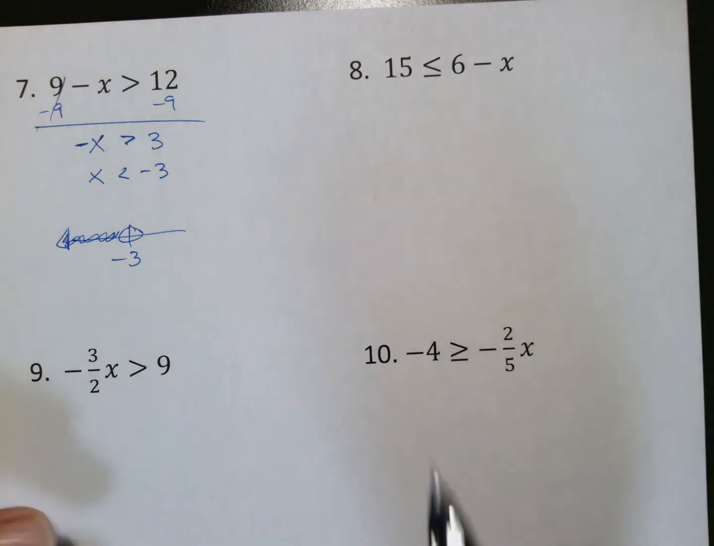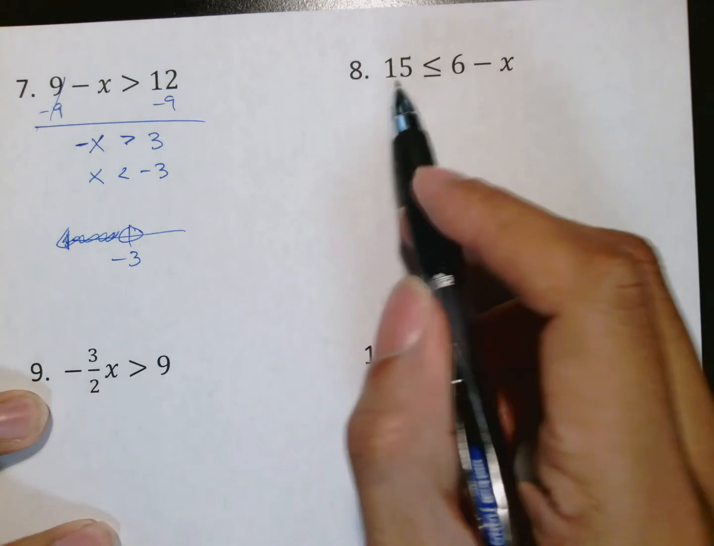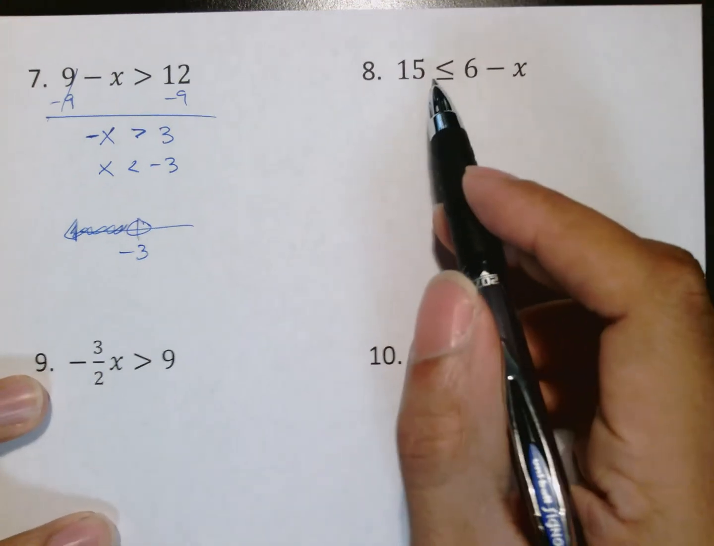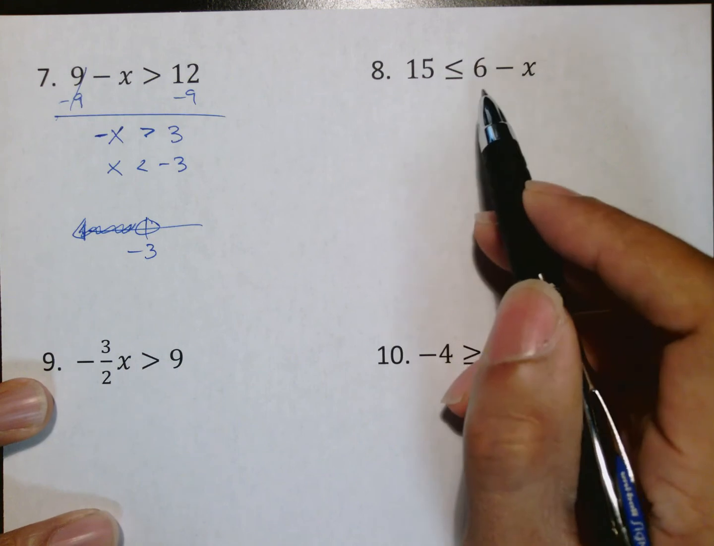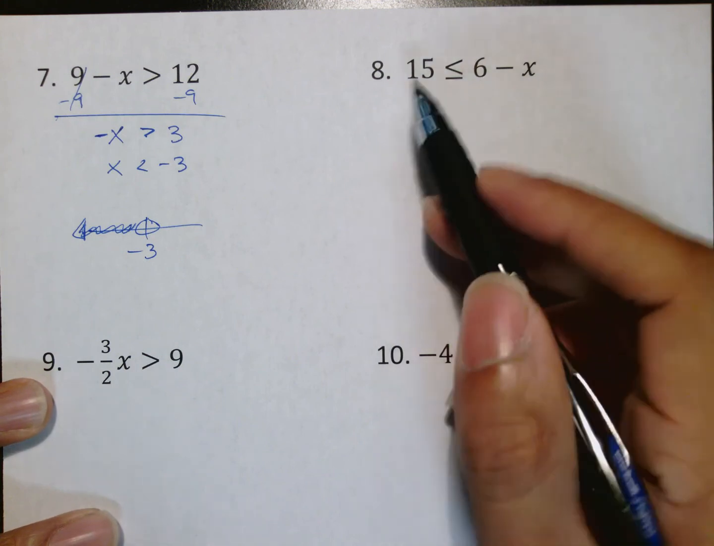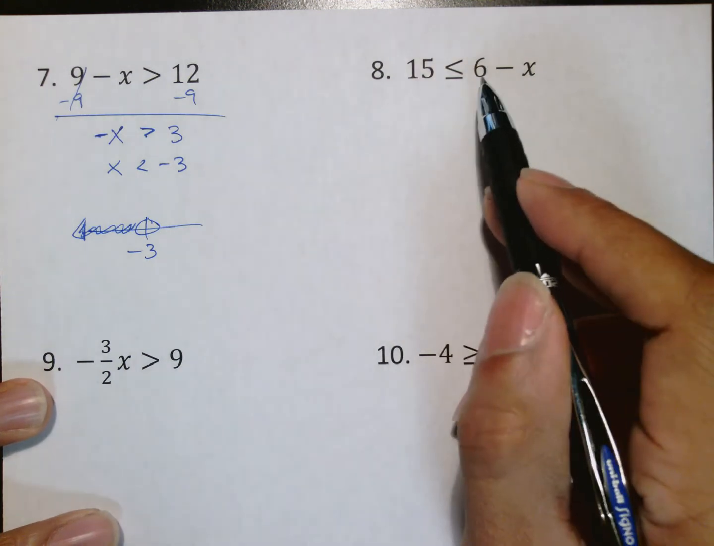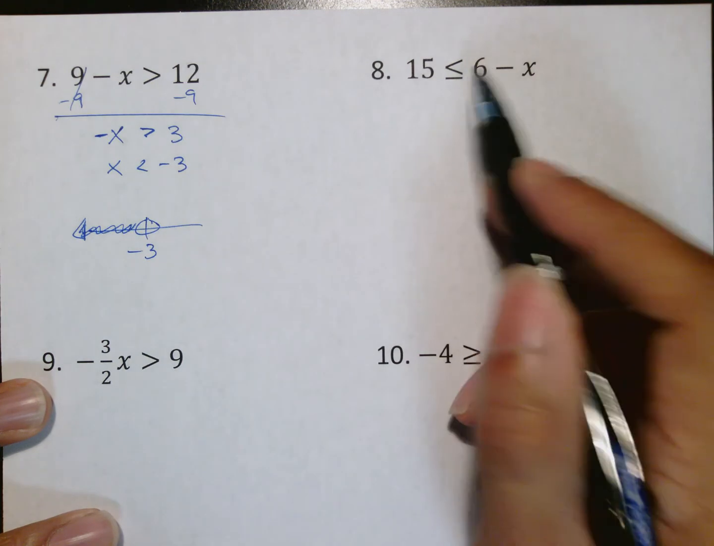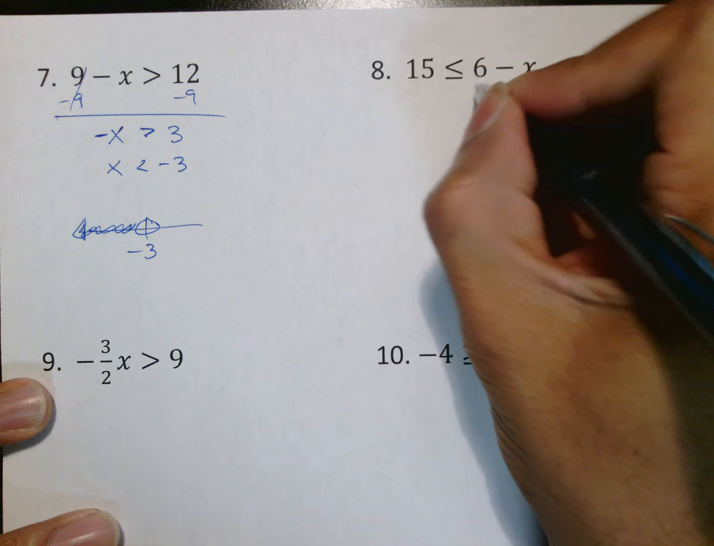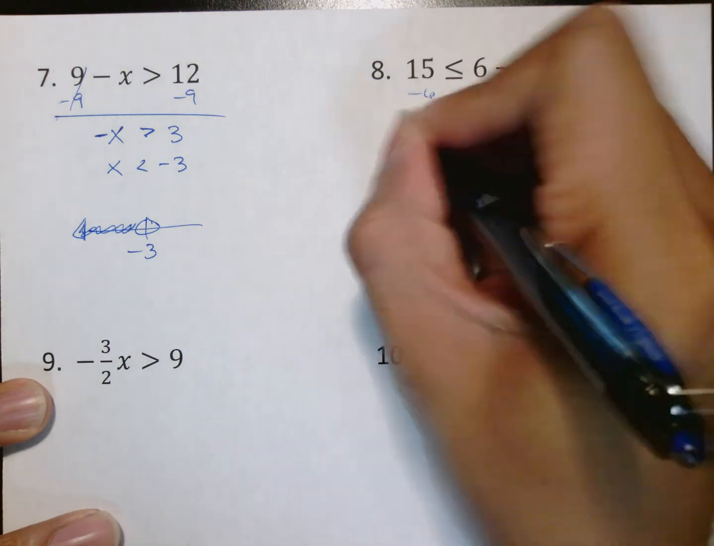Alright, so number 8. Again, looking at this, you got 15 is less than or equal to 6 minus x. What you want to do again is recognize we want to move the 6. Again, the game that we played the first day this week. 15 is on the other side. 6 is the number we're going to move. You have to make sure you recognize that 6 is positive because there's nothing in front of it. And because it's positive, we will subtract 6 from both sides.